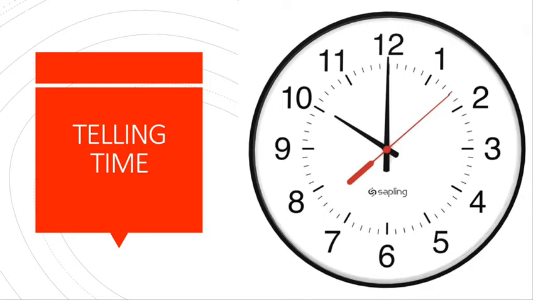And the third hand is called second hand, which moves faster than these two hands. Second hand changes its position after 1 second.